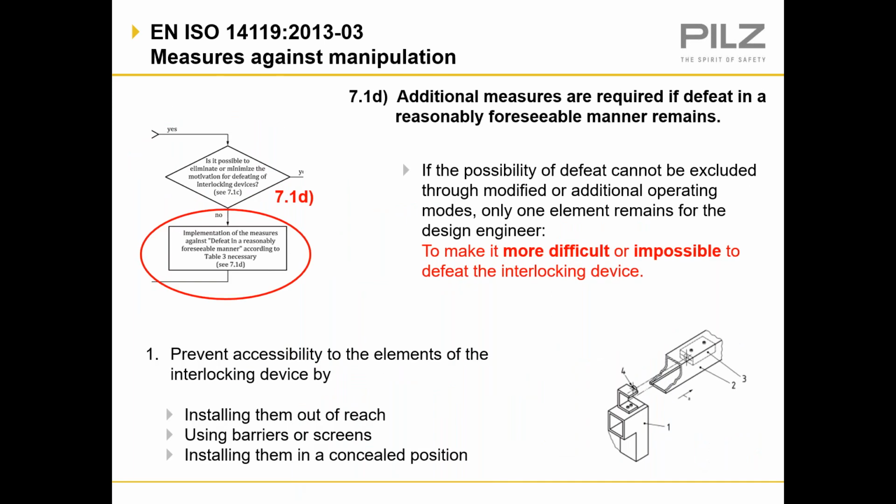7.1d, additional measures are required if defeat in a reasonably foreseeable manner remains. So if the possibility of defeat cannot be excluded through modified or additional operating modes, only one element really remains for the design engineer, and that's to make it more difficult or impossible to defeat the interlocking device. So prevent accessibility to the elements of the interlocking device by installing them out of reach, using barriers or screens, or installing them in a concealed position.